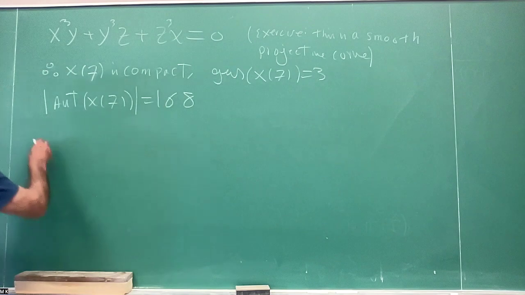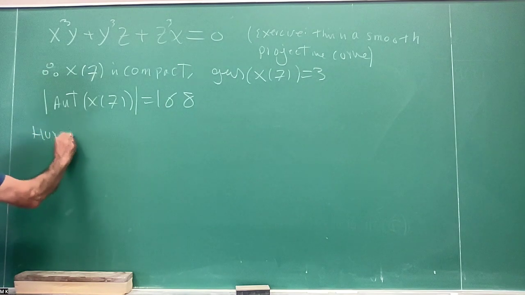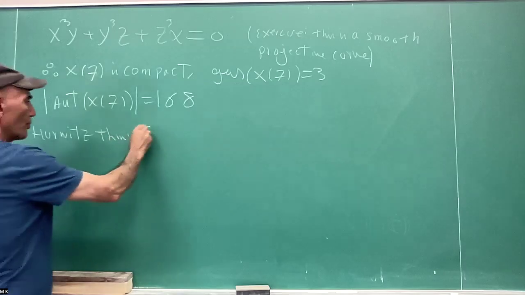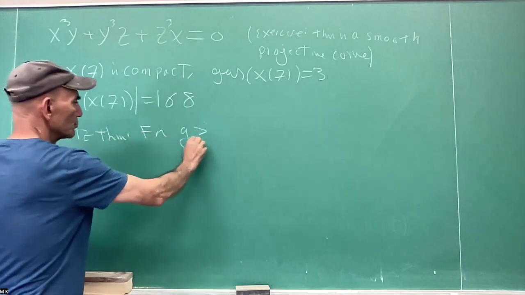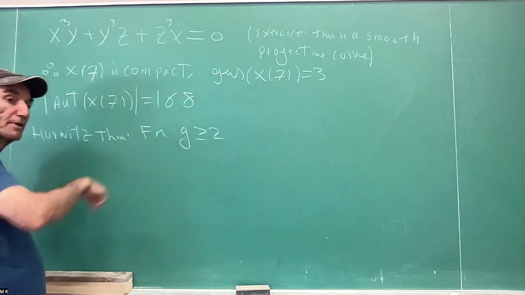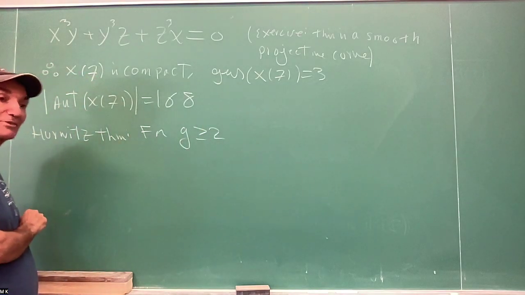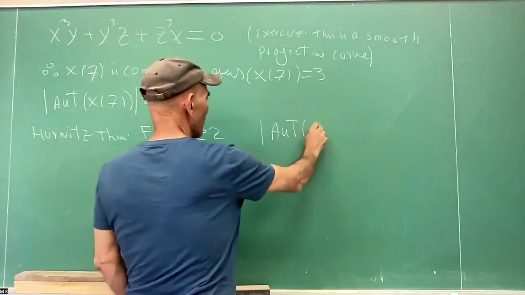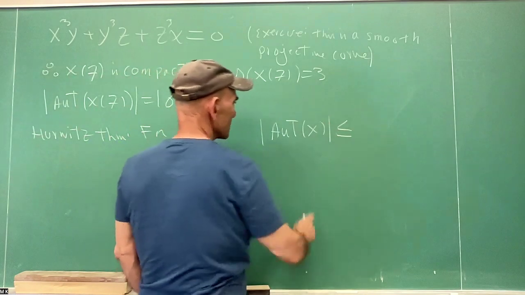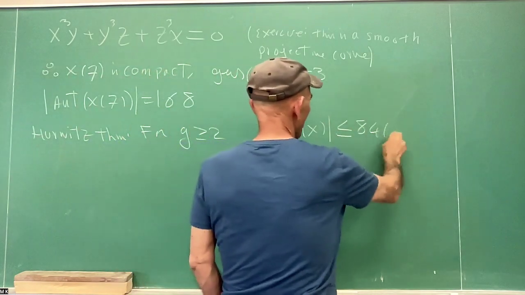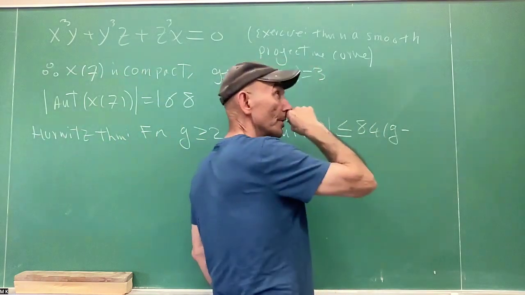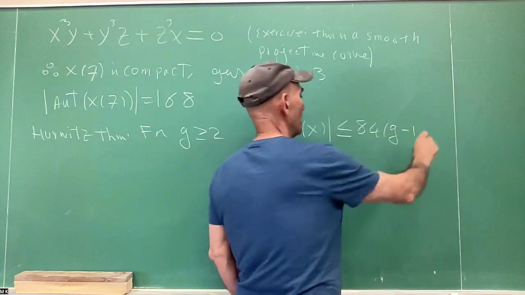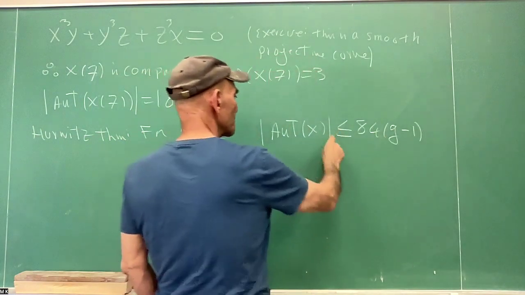Anyhow, Hurwitz's theorem is the following. It's quite surprising. For genus bigger than or equal to 2, the automorphism group of these compact Riemann surfaces is finite. The order of the automorphism group of X is less than or equal to 84 times (g minus 1). This is called the Hurwitz bound.